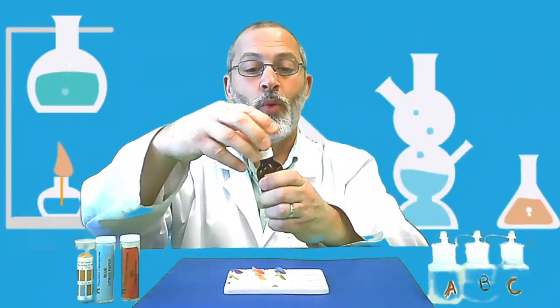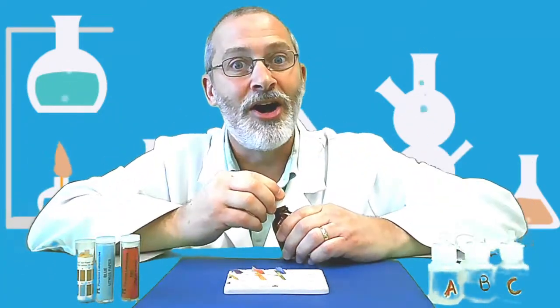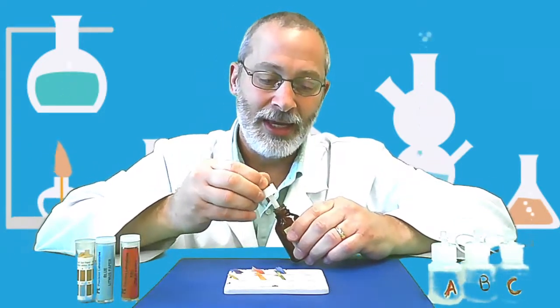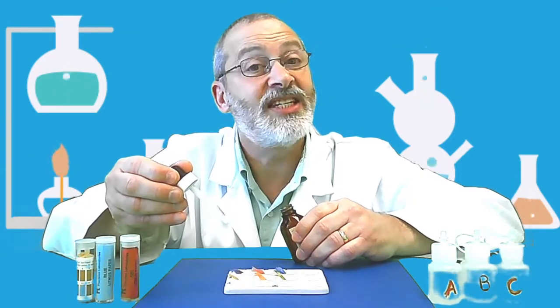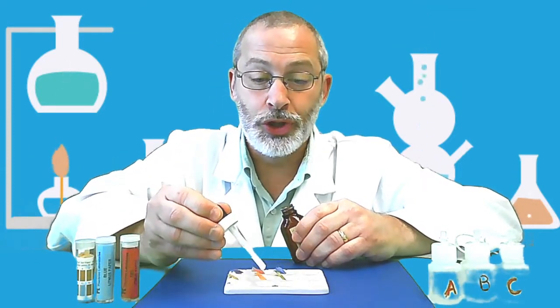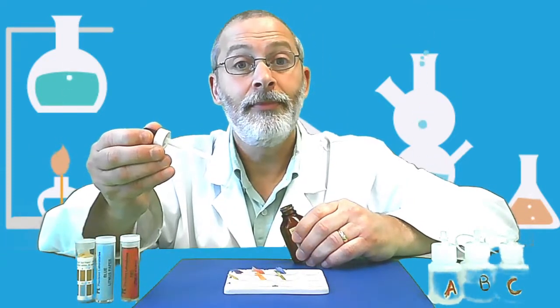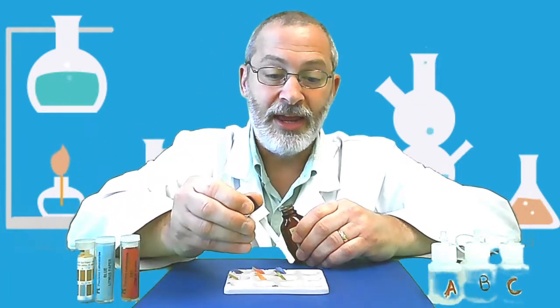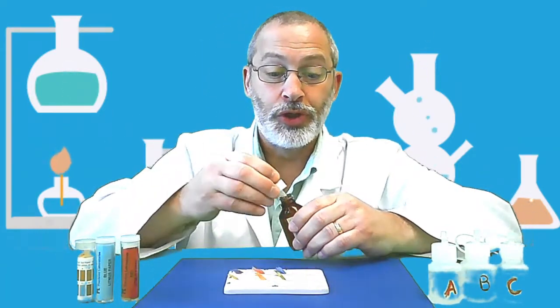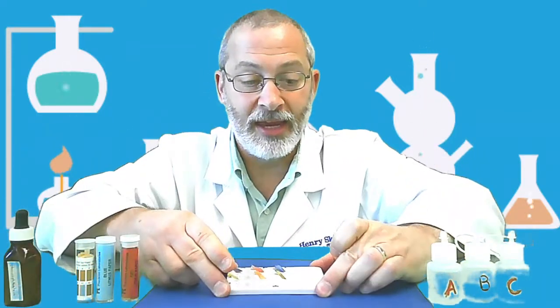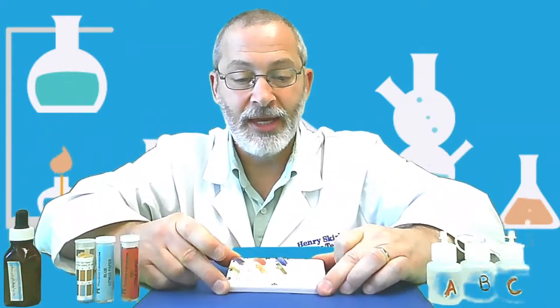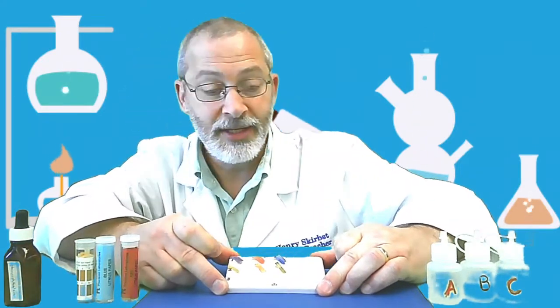And so I'm going to put 1 drop of phenolphthalein into solution A. It stays clear. Solution B, it stays clear. And finally, solution C, it is turning pink. It is pink in solution C.